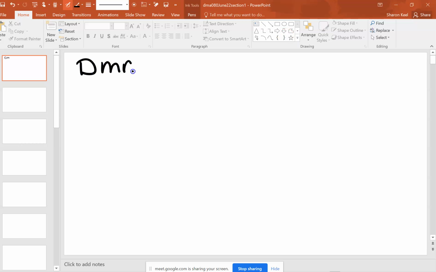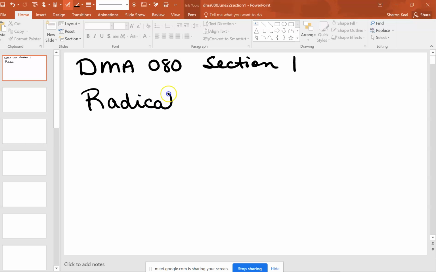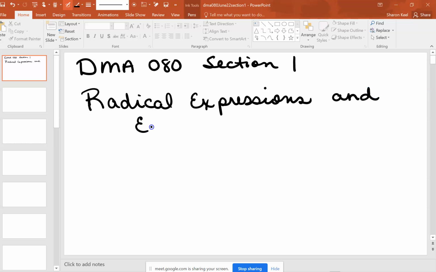We're going to start today with DMA80, Section 1. DMA80, we are going to be working with what's called radical expressions. So we'll work with radical expressions at first, and then we will get involved with solving radical equations.